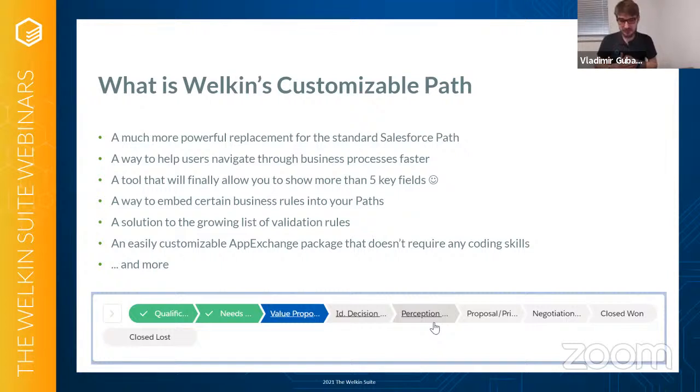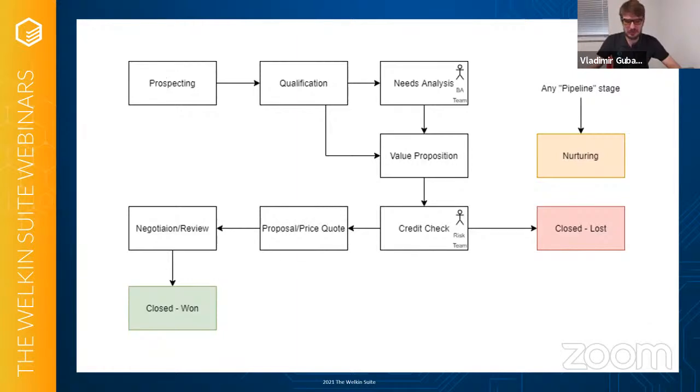So in general, it's a very, very powerful replacement for the Salesforce standard path, which will allow you to customize your sales path, marketing path, lead path, or whatever path you're building in your Salesforce organization, with a lot of cool features. You can already find a lot of information on AppExchange or on our website. It will be much easier for me just to show you how it works and what you can do with this solution. So let's imagine this kind of opportunity path.